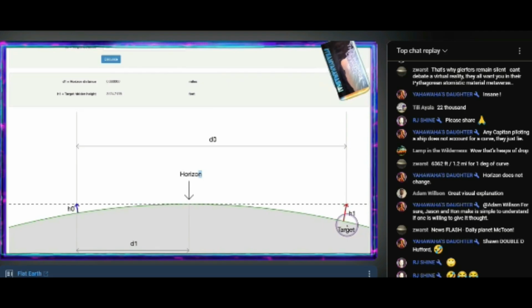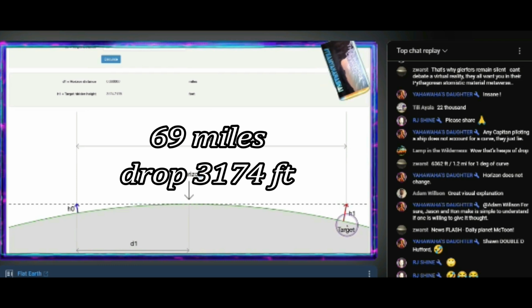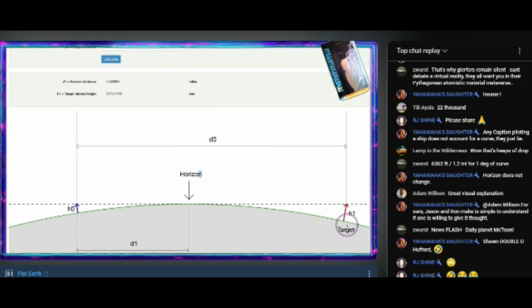Are you saying we've been fooled with the circumference? 1.2 mile. That means the Earth radius is about 50% of what the claim is. 69 miles with a 3,174 feet drop is the claim. And your claim is 6,336 feet of drop. That's a huge claim. This would be the debunk of the century.